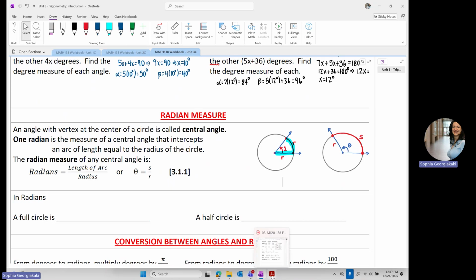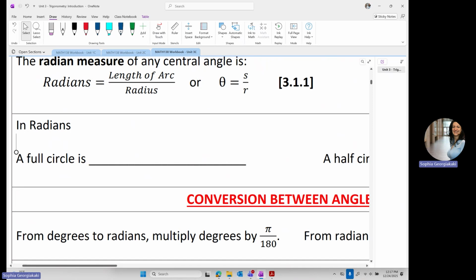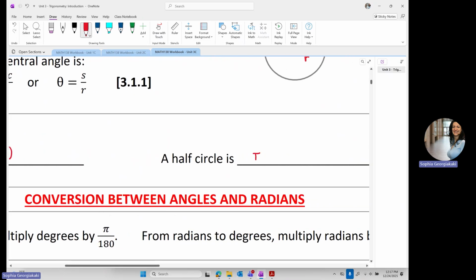Now, this is in your packet, and it is actually here, solved for s. So the length of a circular arc, s, will equal r times theta if theta is measured in radians. Now, in radians, a full circle will be 2 pi r, which is the circumference of a circle, divided by r, so it will be 2 pi. Therefore, 2 pi will be 360 degrees, and half a circle will be half of 2 pi, so it will be pi. Pi radians is the same as 180 degrees.